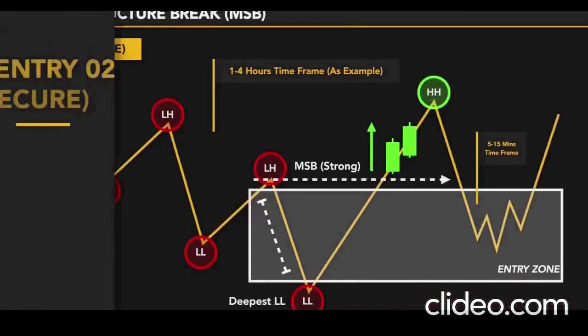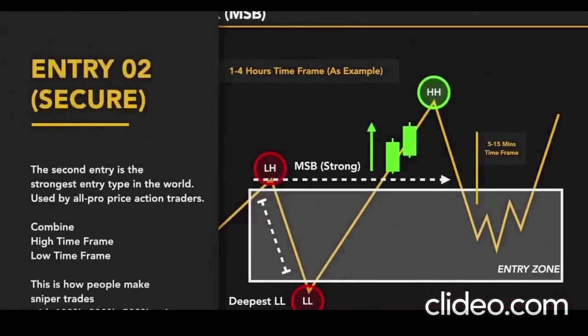The second entry is the strongest entry type in the world, used by all pro price action traders. Finding the entry zone in the high time frame and finding entry points in the low time frame.